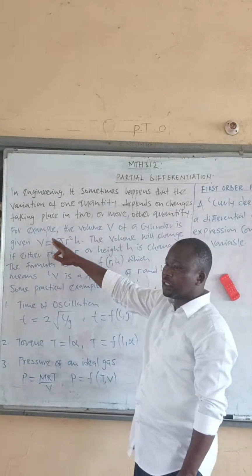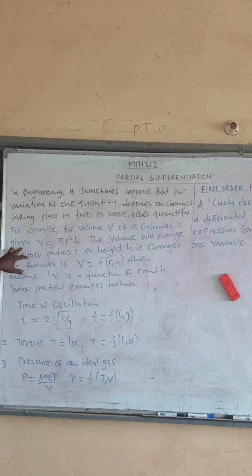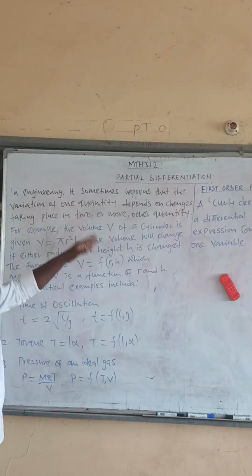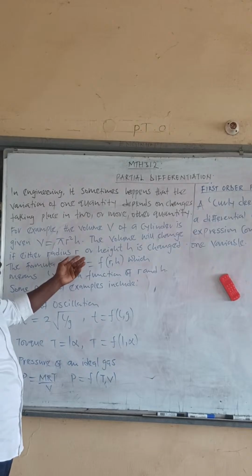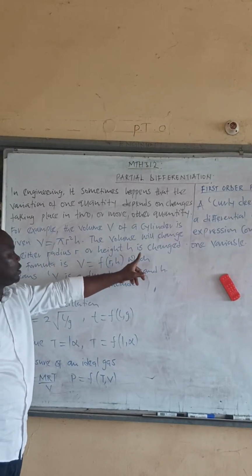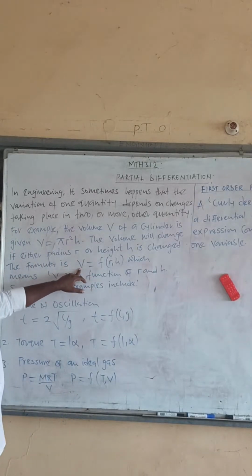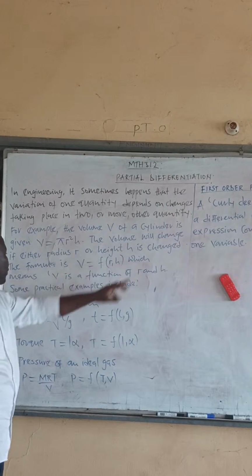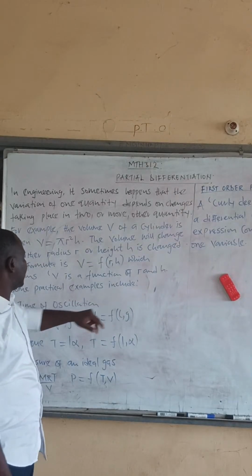For example, the volume V of a cylinder is given by V equals pi r squared h. Our r is the radius, then our h is the height. The volume will change if either radius r or height h changes. The formula is this. Can you see now? So it means V is equal to f of r, h, which means V is a function of r and h.